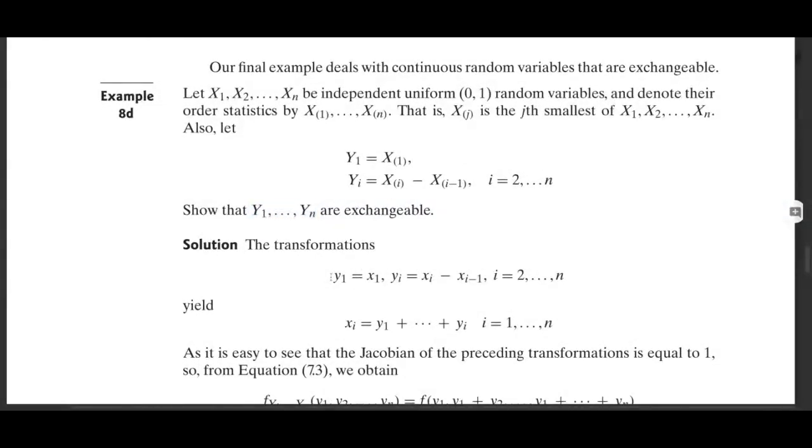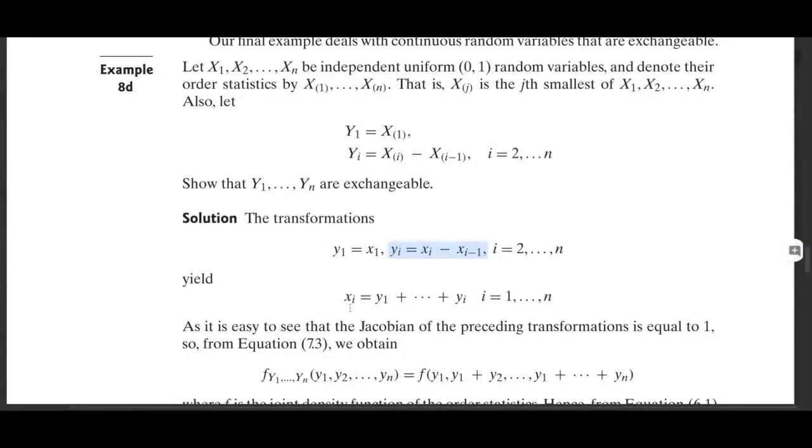So let's see. The transformations are y1 equals x1, yi equals xi minus xi minus 1, where i goes from 2 up to n. So xi equals y1 plus up to yi. Let's see, that's from this, right?